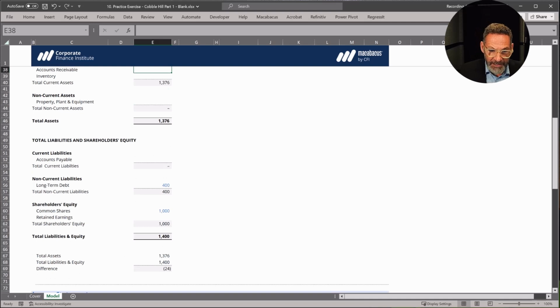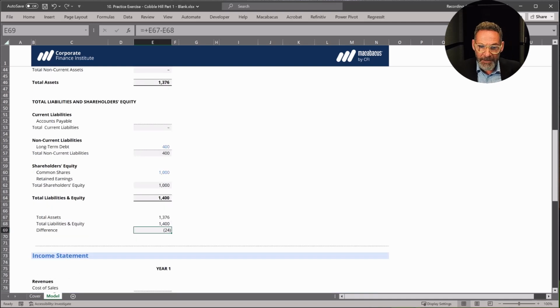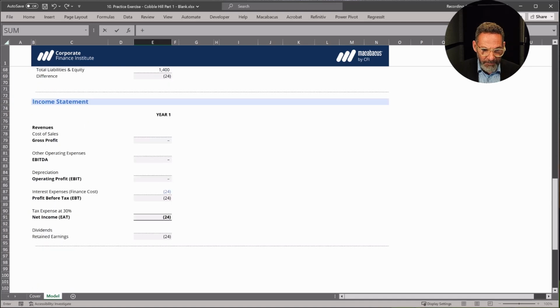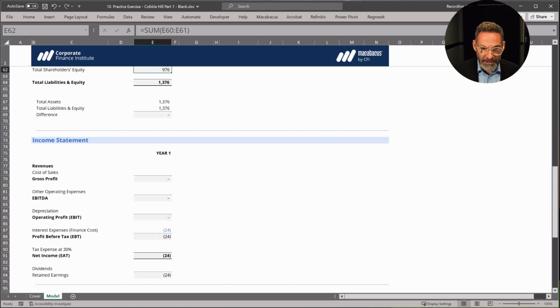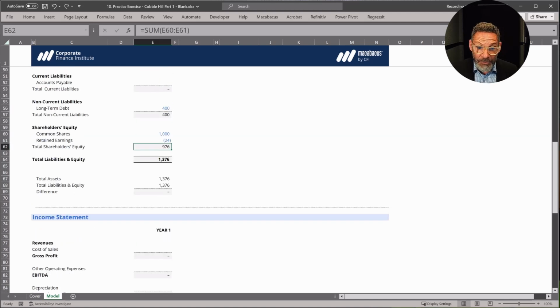Now you're going to see that our balance sheet isn't balancing by 24. And that's because there's one critical thing missing. We haven't plugged the income statement into retained earnings. So what we need to do is make sure that in cell E61, we link the income statement, in particular, the very bottom, what's being retained, to and into the balance sheet. And when we do that, you can see that our balance sheet now balances.